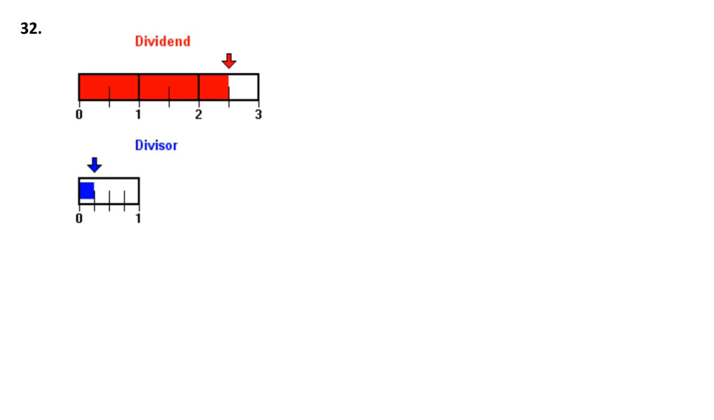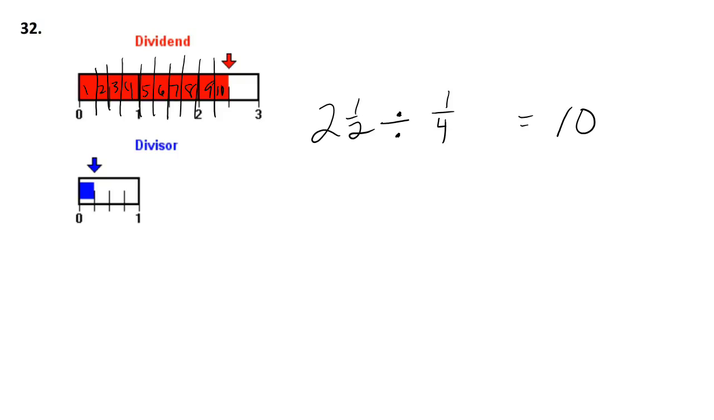So here's 32. We know that this operation is division. We got to figure out our two fractions here. So we have 2 1/2 divided by 1/4. So how many of this blue piece fit up in the red? So we count them 1, 2, 3, 4, 5, 6, 7, 8, 9, 10. We know our answer is 10 after we do the model, but we can do the steps also.